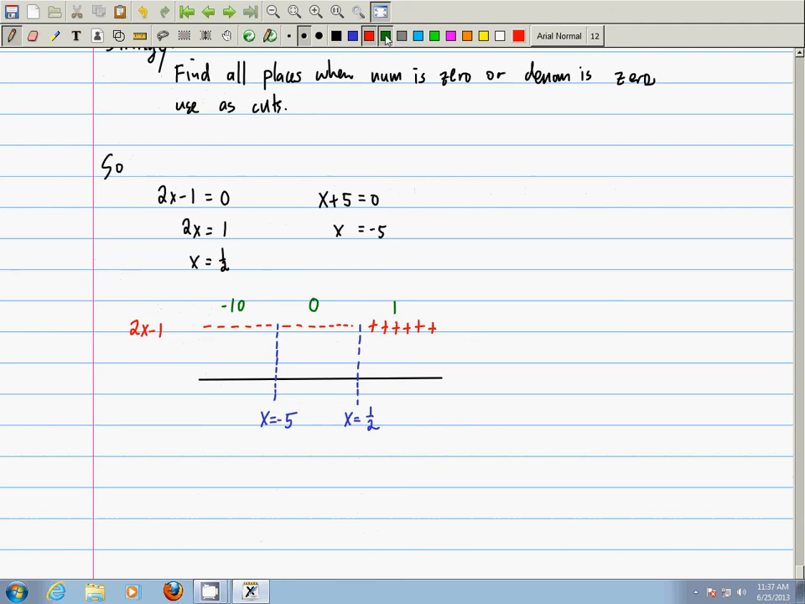Okay, so then next, green, I suppose. That'll be good. The next term was x plus 5. If you plug in -10 into x plus 5, what do you get? Something negative. If you plug in 0 into x plus 5, you get something positive. And if you plug in 1 into x plus 5, you get something positive. Okay. So now, we're not multiplying these two terms, we're dividing these two terms.